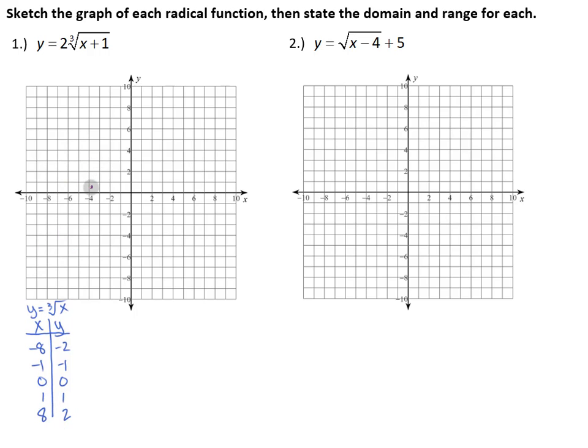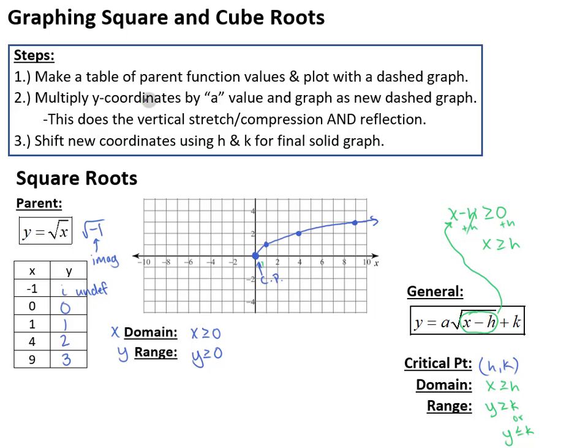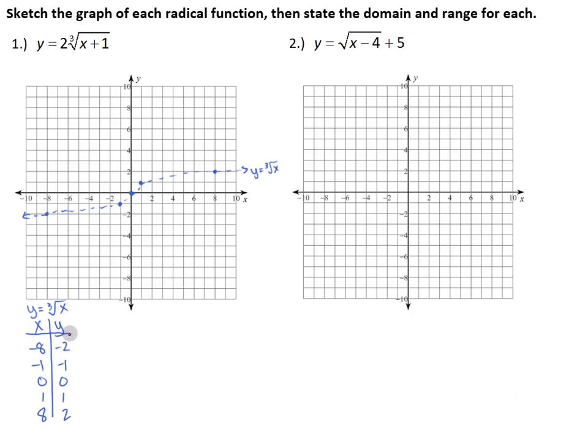So we're going to plot these 5 points: (0, 0), (1, 1), (8, 2), (-1, -1), (-8, -2). With a dashed graph, we say, this is what the parent function would look like. Obviously, that's not our final graph. Maybe we'll even label it, that's the parent function, the cube root of x. Next, step 2, multiply the y coordinates by the a value. We're going to take all of our y coordinates, and in this case, our a value out front is 2, so we're going to double all of our y coordinates.